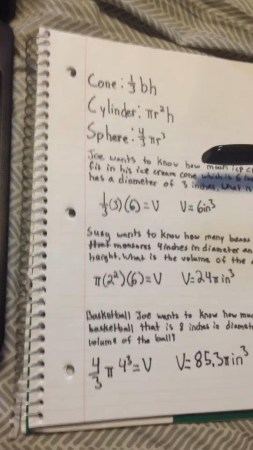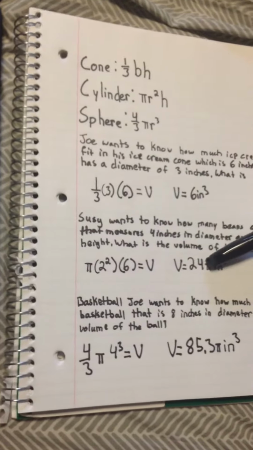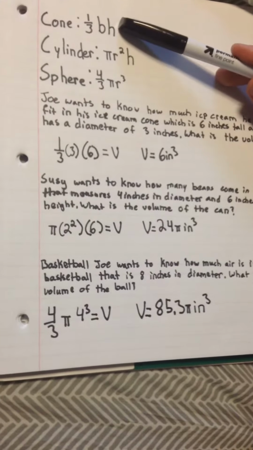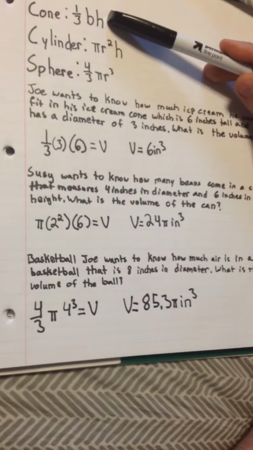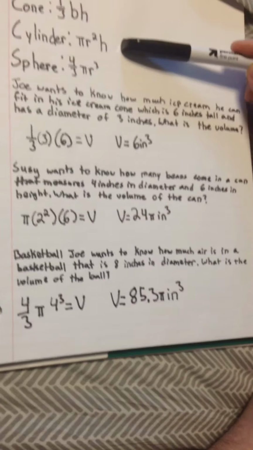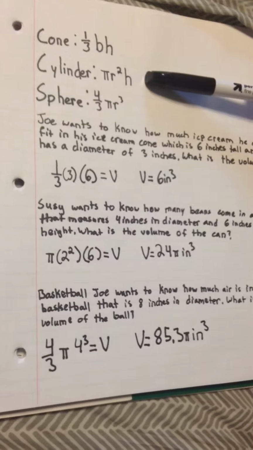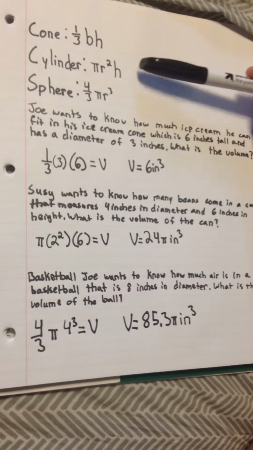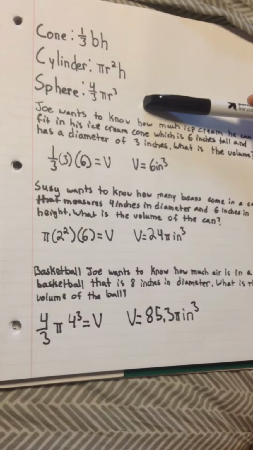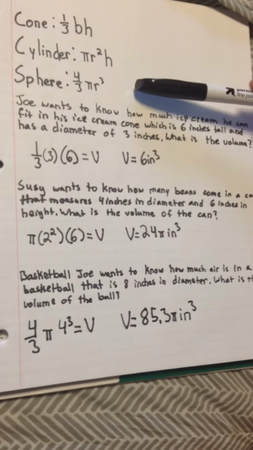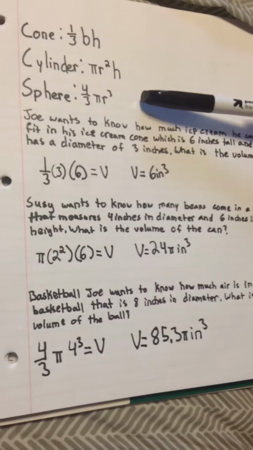So in today's lesson, we learned about the volumes of a cone, a cylinder, and a sphere. We solved a problem of each. So the volume of a cone is equal to 1/3 times the base times the height. The volume of a cylinder is equal to pi times r squared times height, where r is your radius, and the volume of a sphere is equal to 4/3 times pi times r cubed, where r stands for your radius once again.